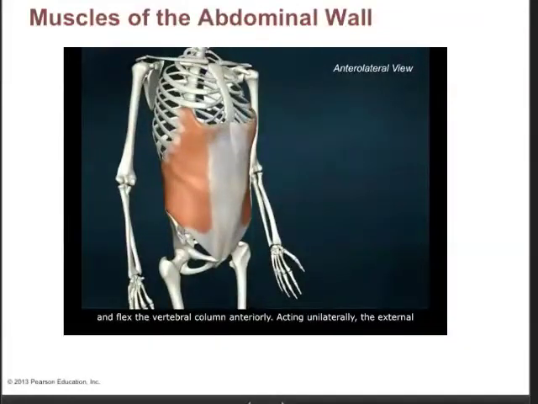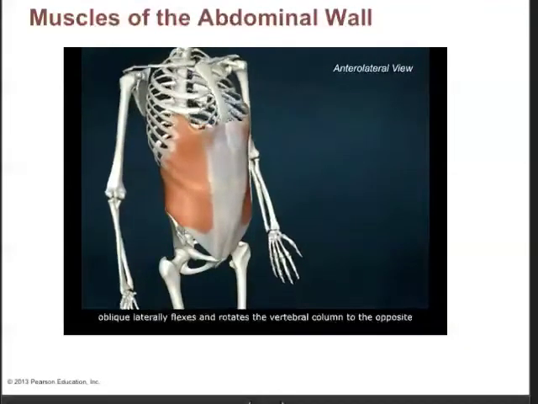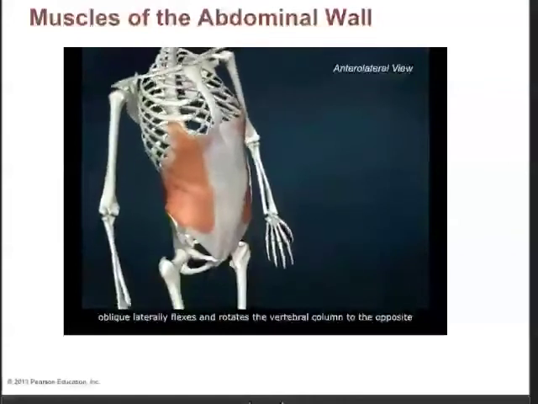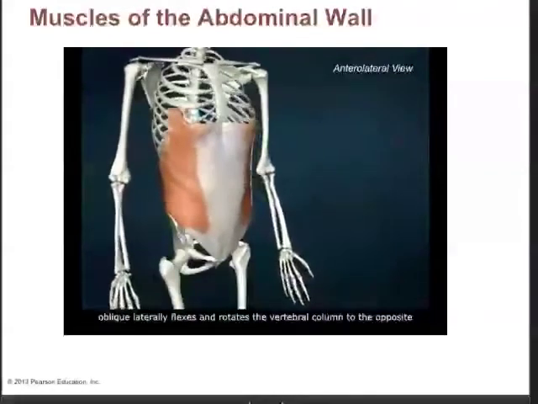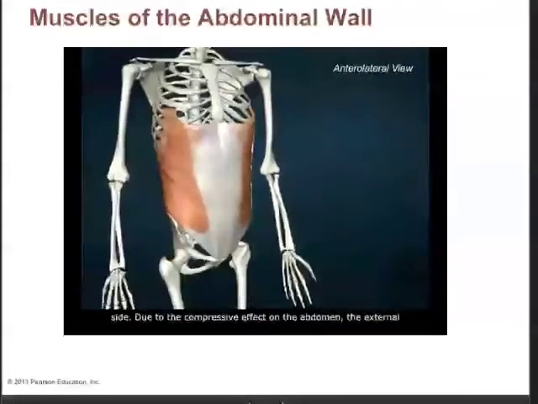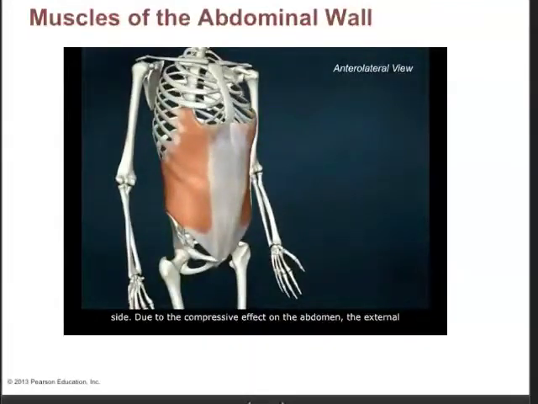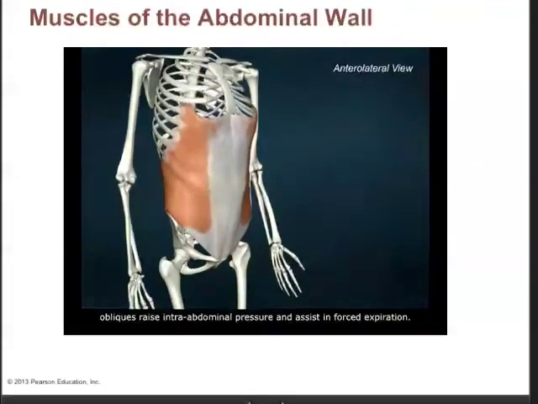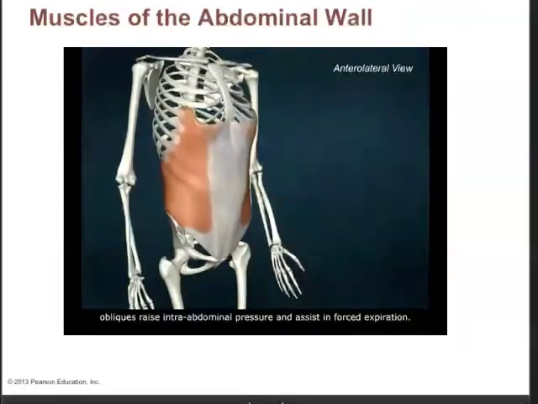Acting unilaterally, the external oblique laterally flexes and rotates the vertebral column to the opposite side. Due to the compressive effect on the abdomen, the external obliques raise intra-abdominal pressure and assist in forced expiration. They are innervated by the intercostal nerves.